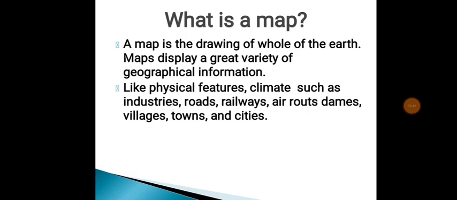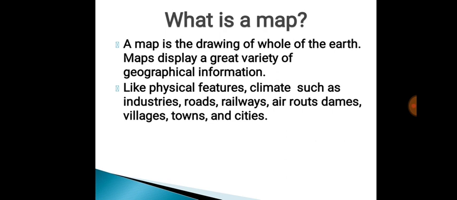Now our next point is what is a map. We have seen the maps already. We have maps in our atlas book. There are different kinds of maps which help us to find the direction and all that. So let us know the definition of map.